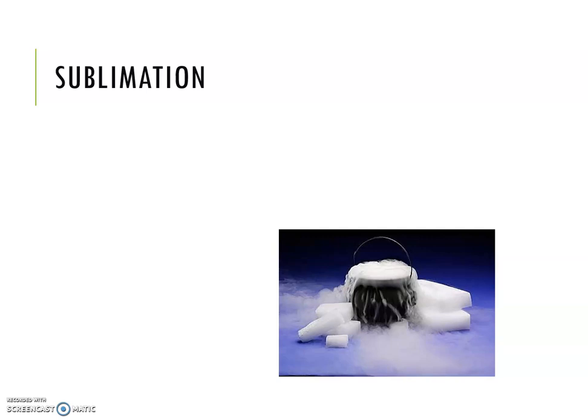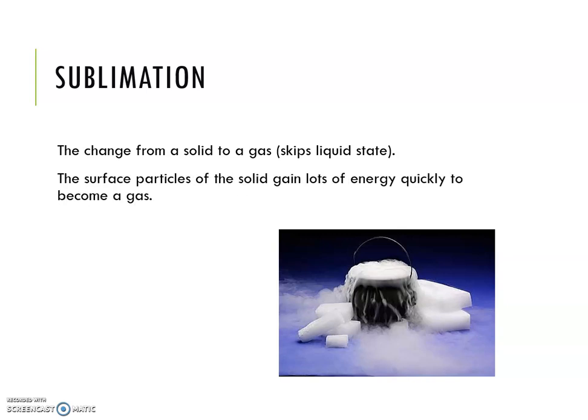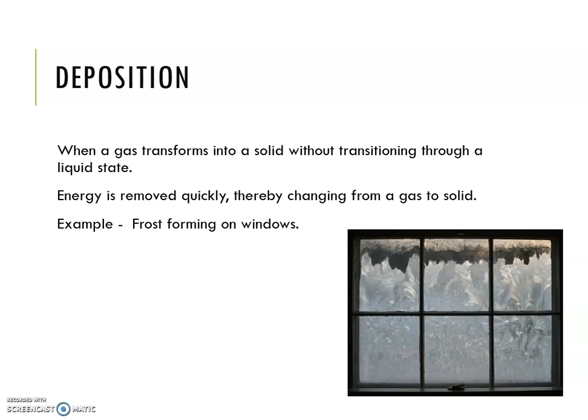Sublimation, and here's a picture of that dry ice that I referenced earlier. It's the change from a solid to a gas, and it skips the liquid state. The surface particles of the solid gain lots of energy quickly, and they just skip past the liquid stage and go directly into a gas. It's great to use dry ice for shipping very cold things because you don't end up with puddles of water anywhere, because it just goes directly into a gas. And there's our example, dry ice.